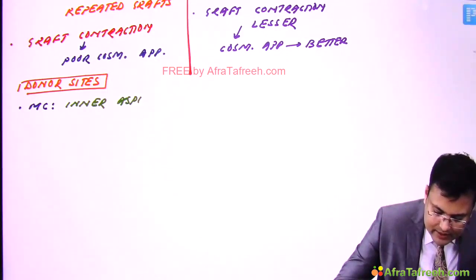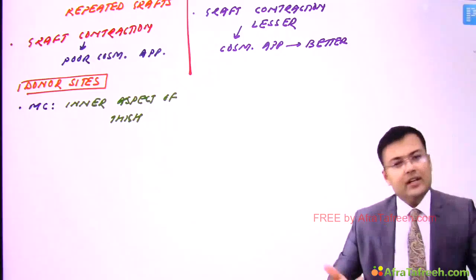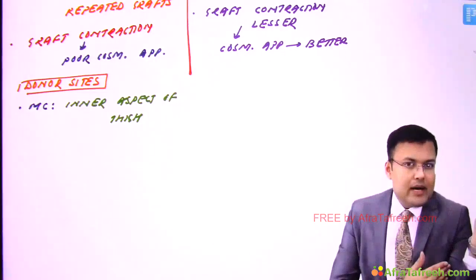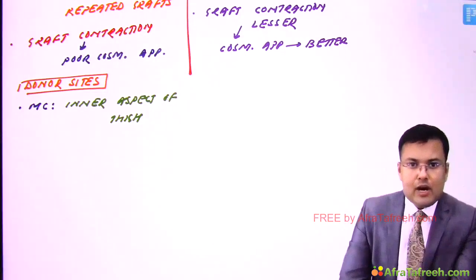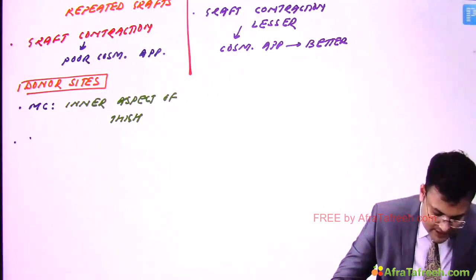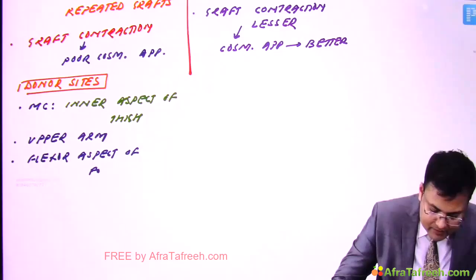Apart from the inner aspect of thigh, which other areas can you take the split thickness skin graft from? Other sites are the upper arm, the flexor aspect of forearm, and the abdominal wall.